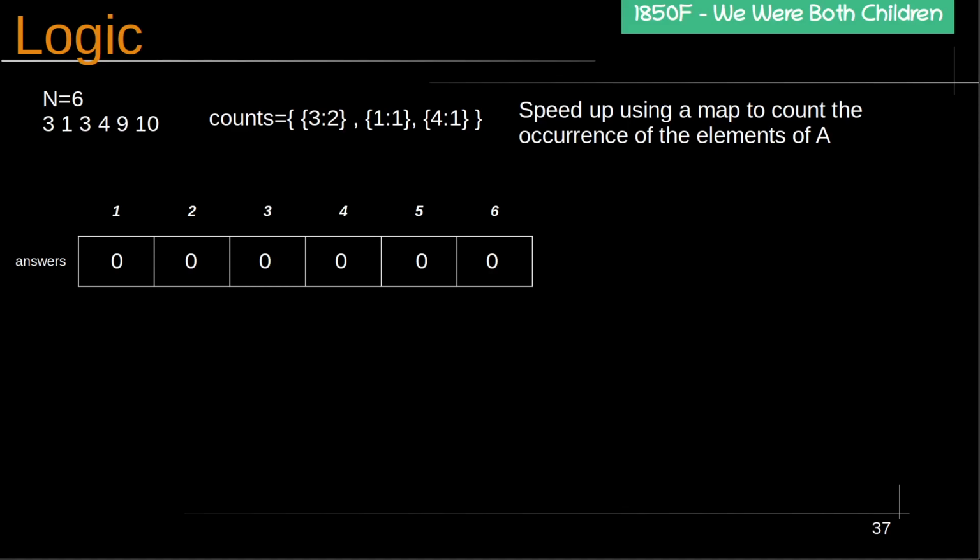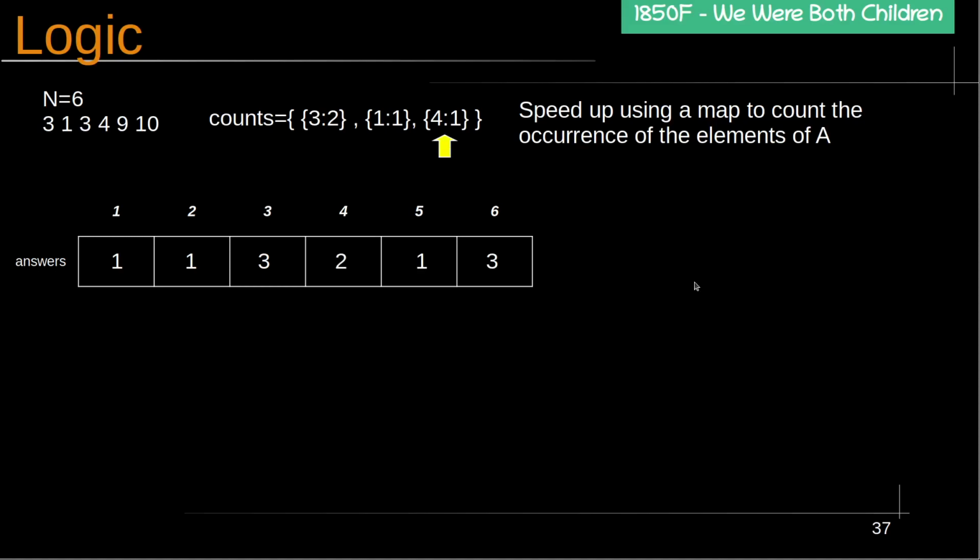For example, for this input, 3 appears 2 times, 1 appears 1 time, and 4 appears 1 time. And we run over that map. When we find 3, we go directly to 3 and we add 2. When we find 1, we go directly to 1 and add 1. We have 4, 1. We go directly to 4 and we add 1.